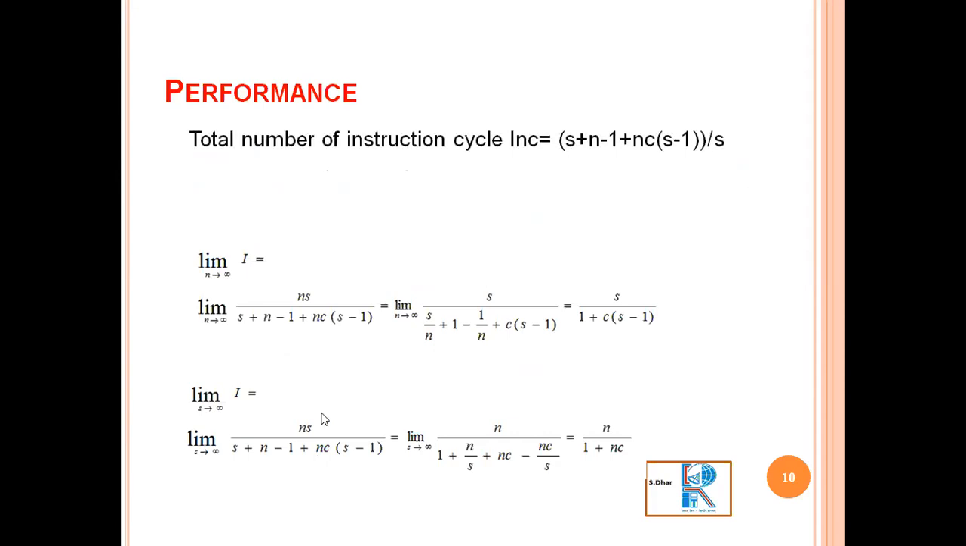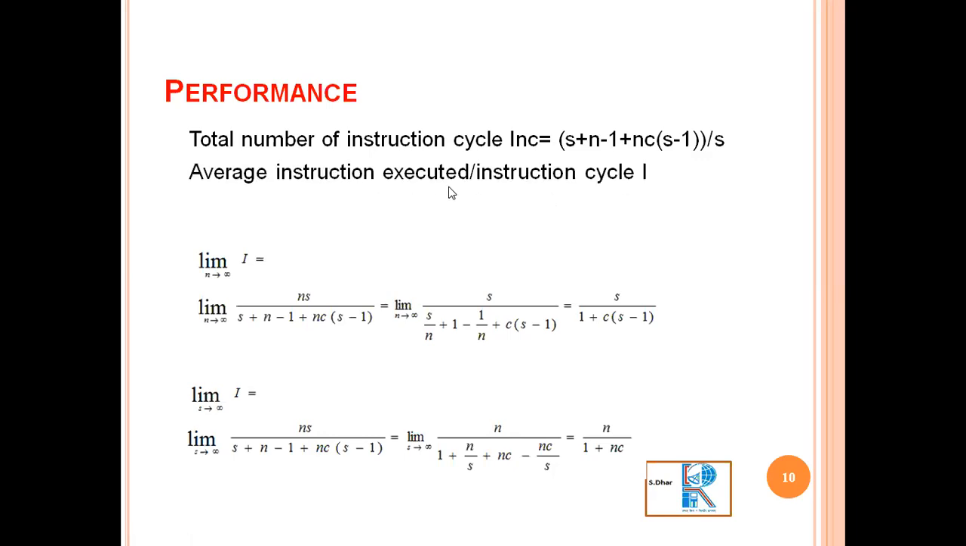So for the total number of instruction cycles, each instruction contains s stages. If there is a branch instruction, the total cycles required are s plus n minus 1 plus nc into s minus 1. One instruction requires s stages, and one instruction cycle is composed of s cycles, so the total number of instruction cycles required is s plus n minus 1 plus nc into s minus 1, divided by s. This is the total number of instruction cycles required for a pipeline processor.